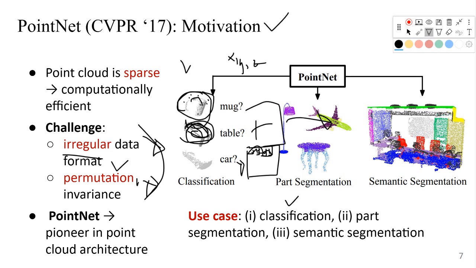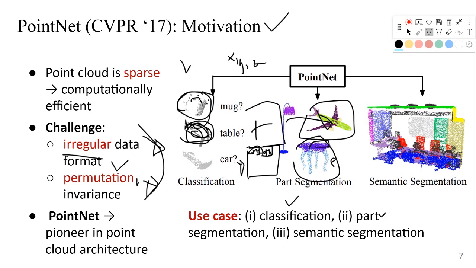Then part segmentation: given a point cloud of an object, we need to segment the parts of this object. Like this is the leg of the table, this is the top of the table. And for an airplane, we can segment this is the body of the airplane, this is the wing, this is the tail, and so on and so forth. This is part segmentation.